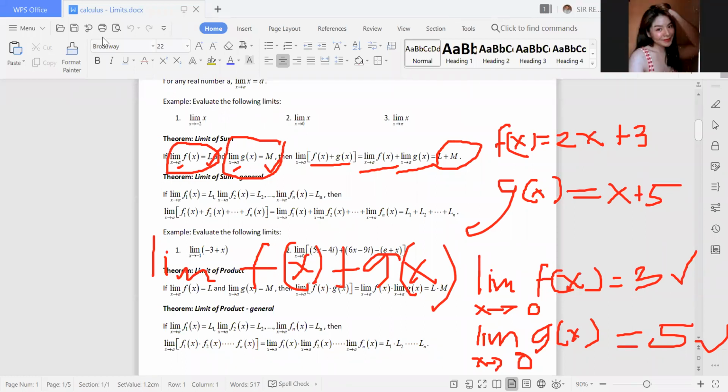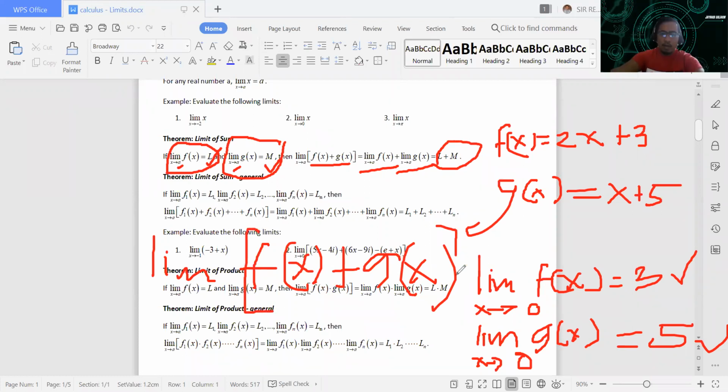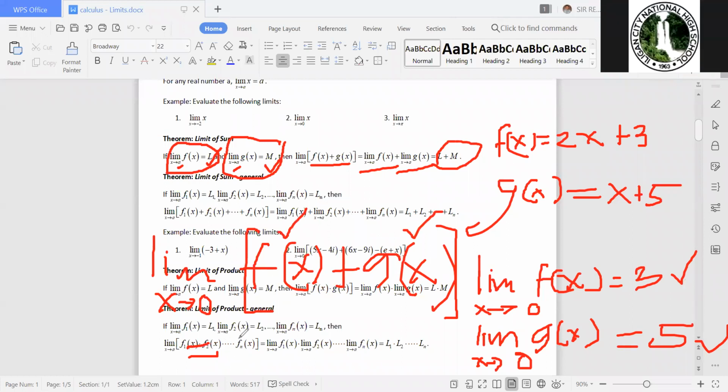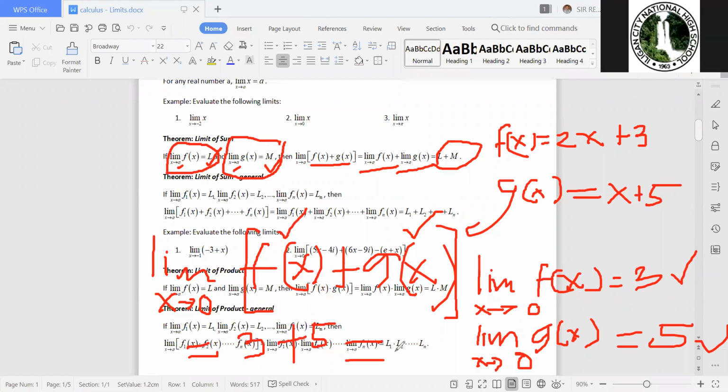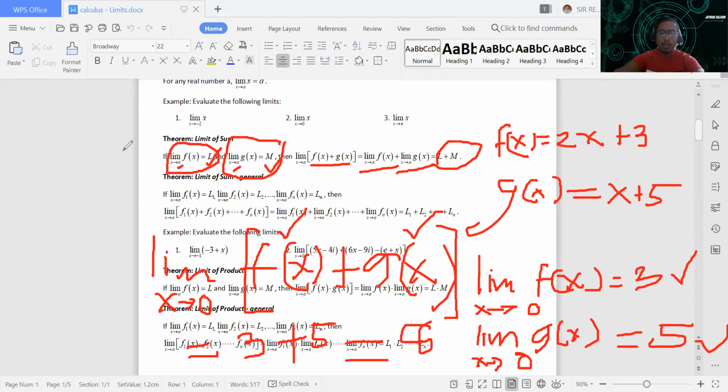Okay. So, the limit of f of x plus g of x as x approaches 0, the same fixed point 0. In this case, since you know the answer already for each, you just add the values. So it is just 3 plus 5, which is equal to 8. This is the theorem, meaning the theorem of the limit of a sum.